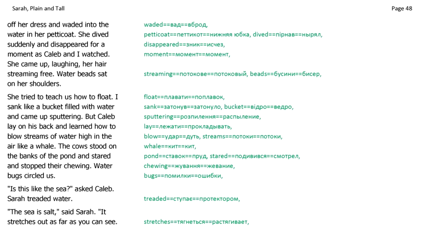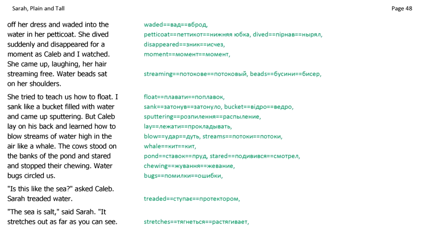She tried to teach us how to float. I sank like a bucket filled with water and came up sputtering. But Caleb lay on his back and learned how to blow streams of water high in the air like a whale. The cows stood on the banks of the pond and stared and stopped their chewing. Water bugs circled us. "Is this like the sea?" asked Caleb. Sara treaded water. "The sea is salt," said Sara.